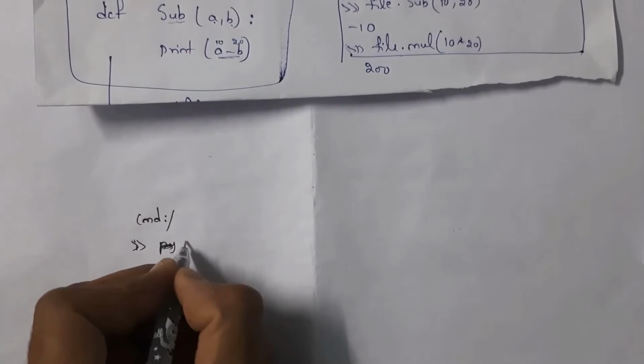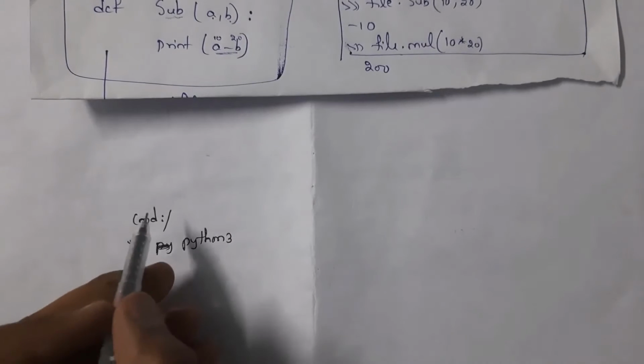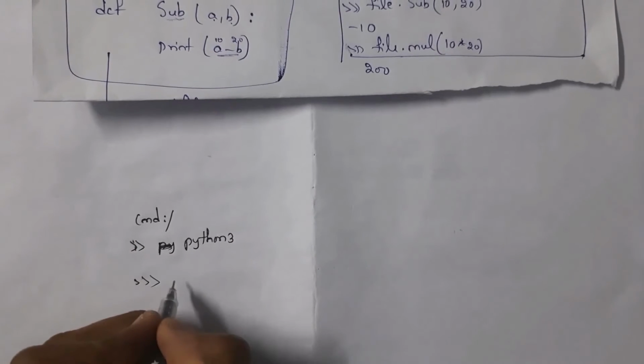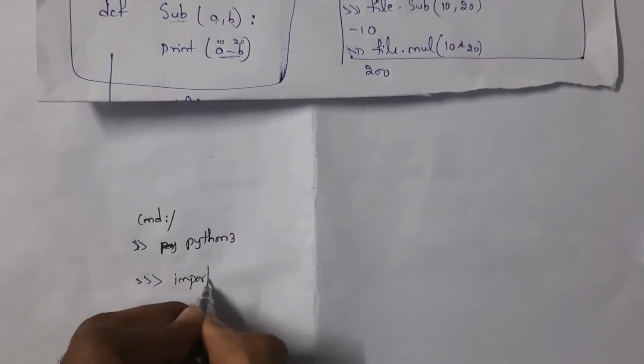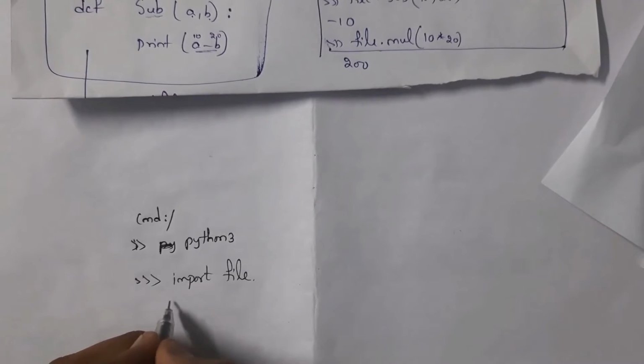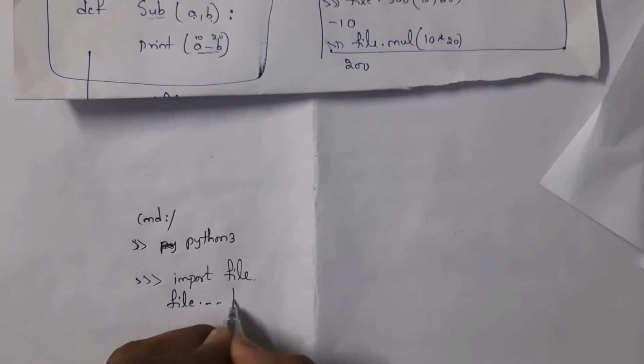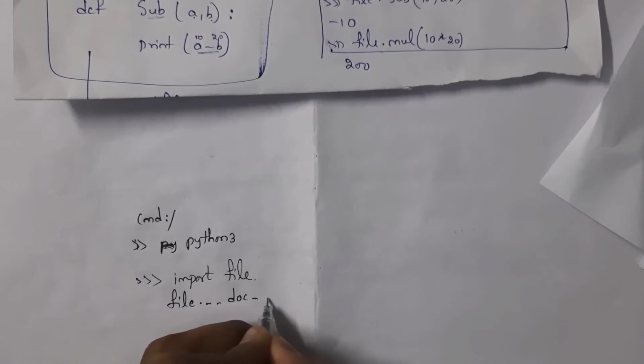So just open command prompt and open Python. Now I want to import this module file.py. Inside this write import. This module name is file.py, so just write here file. And next I am writing file, this is the module name, dot underscore underscore doc underscore underscore, where doc stands for document string.